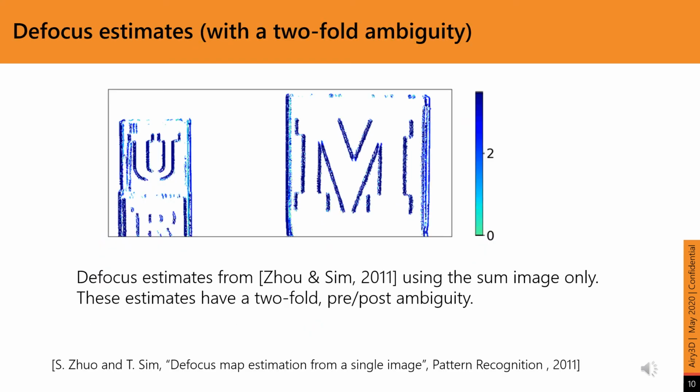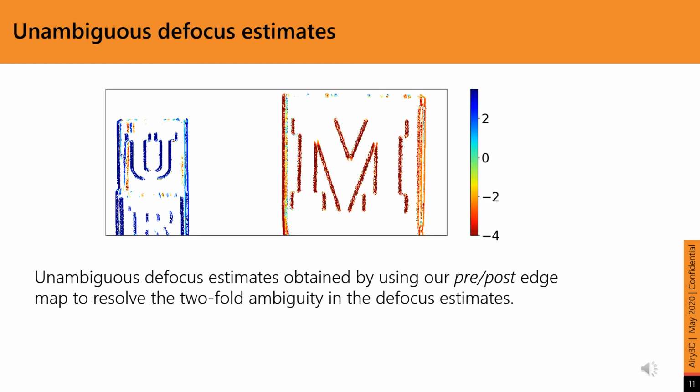As we mentioned towards the start of the presentation, we use Jiho and Sim's method to estimate our defocus values for the non-horizontal edges. These ambiguous defocus estimates are then combined with our pre-post edge map from the previous slide to obtain defocus estimates that are free from any two-fold ambiguity. We can resolve the ambiguous estimates from the earlier slide by multiplying them with the pre-post edge map. Recall that in the pre-post edge map, a value of +1 corresponds to a post-focus edge and -1 to a pre-focus edge. In the resolved defocus map, positive defocus values are from post-focus edges and negative ones from pre-focus edges. Here, we show the unambiguous defocus estimates obtained using this approach.